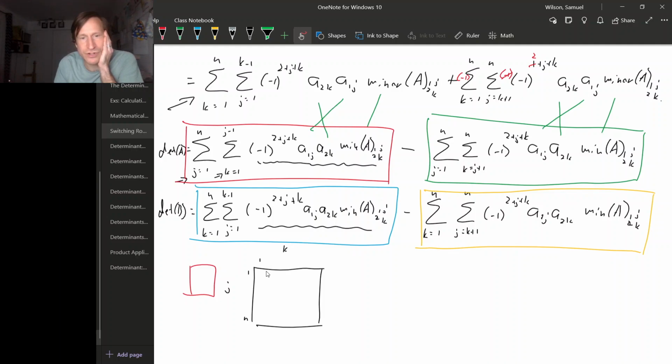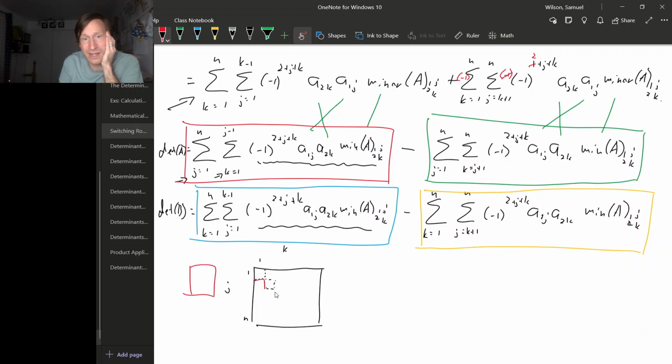So in this first position, when j is 1, there's no k value that's bigger than 1 and less than j minus 1. So this first sum in the red box doesn't get anything in this j equals 1 row. But when j is 2, this inside sum has a k equals 1 term. So this spot right here is part of this red sum.